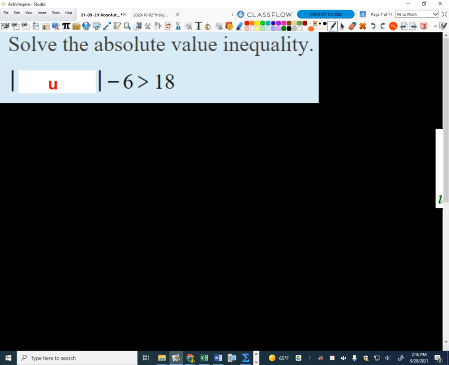So what am I going to do here then? I've got an absolute value function. There's what's inside, right? I'll just remove that for now. What's our first step going to be? Add 6 because we're isolating the absolute value. Okay.